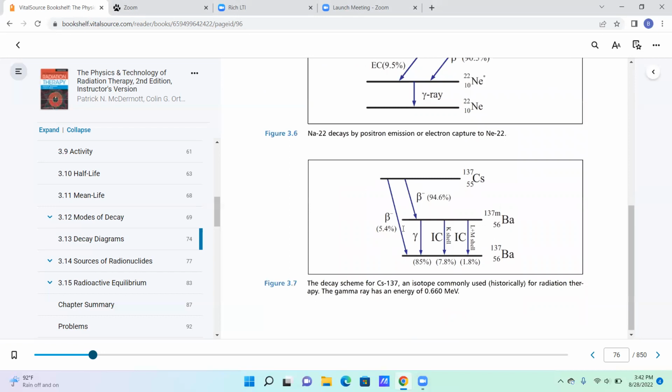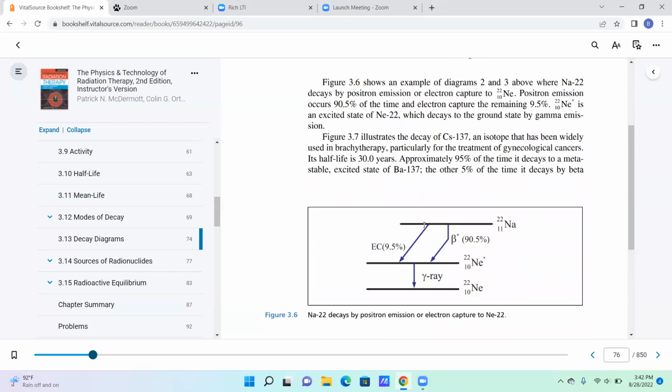In figure 3.6, you can see a diagram that shows an example of diagrams 2 and 3 above, where sodium-22 decays by positron emission or electron capture to neon-22. Positron emission occurs 90.5% of the time, and electron capture does the remaining amount of time. Neon-22 is an excited state of neon-22, and it decays by gamma emission.